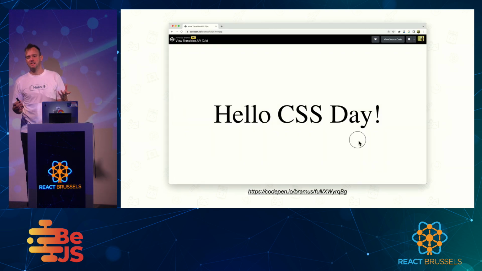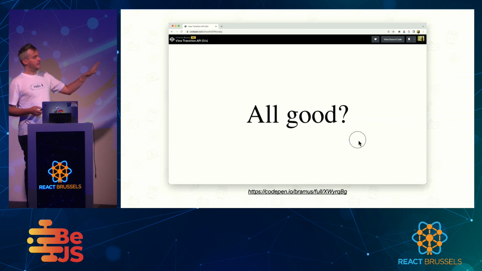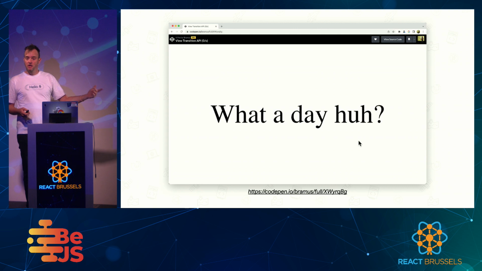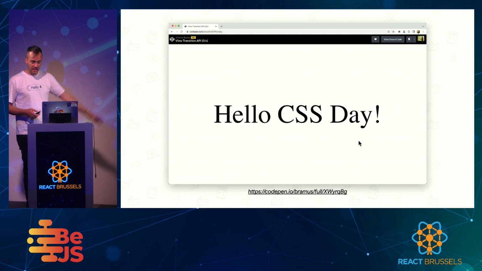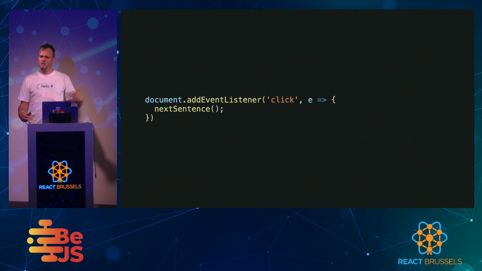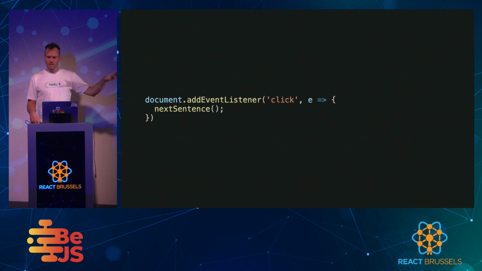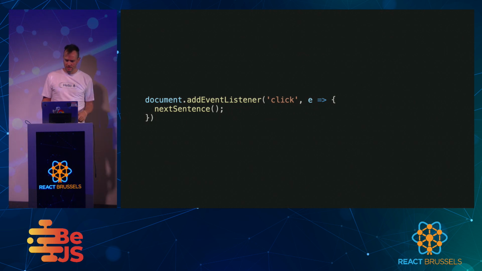So let's check out this simple page, a demo that I have built for CSS Day, which changes the text every time that you click the page. So this page doesn't have view transitions yet, and the code looks a bit like this. Every time you click on the document, we update the sentence to the next thing. Admittedly, please don't add click listeners to your document. Maybe you should use a button for this, but for demonstration purposes, I'm going with this thing.